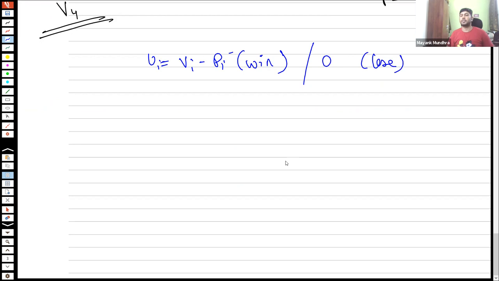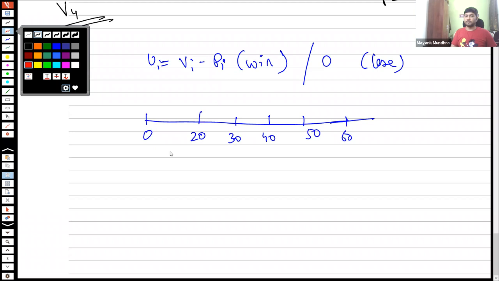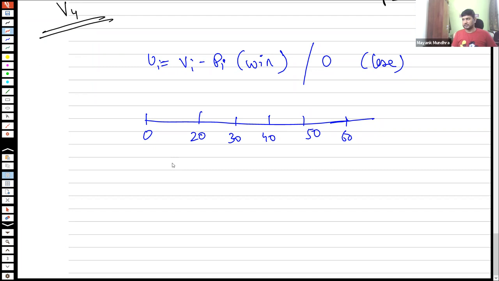So now suppose the valuations look like this. Again, valuations are private information. Suppose the valuations are 0, 20, 30, 40, 50, and 60. These people don't know each other's valuations. So what will they bid? If somebody says, I want to make at least 5 rupees profit out of this, then everybody is going to bid 5 rupees lower than their valuation, if you assume that is going to be the case.